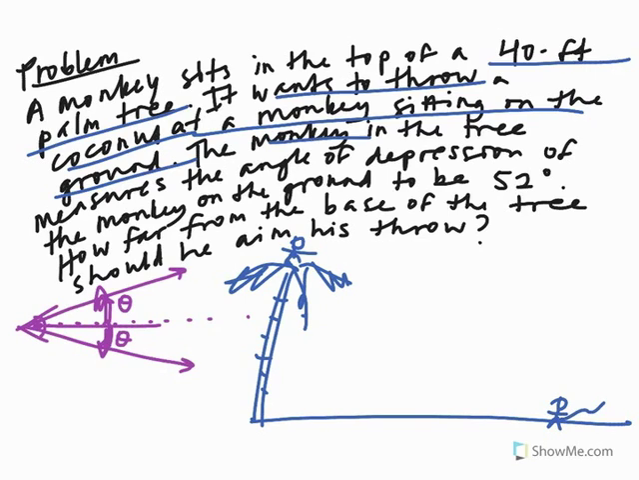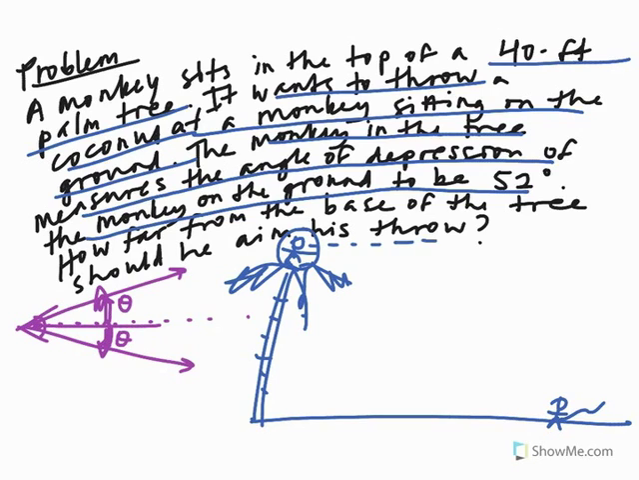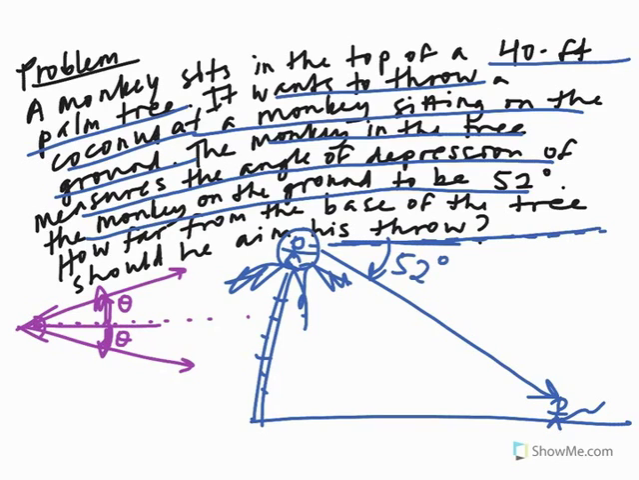Alright, now, the monkey in the tree measures the angle of depression of the monkey on the ground to be 52 degrees. Now, let's see if we can sketch this in. So here's the monkey in the tree, and he starts by looking in a horizontal line. That's how we measure angle of depression or elevation. We always start from a horizontal line. Now, from looking straight out ahead of him to looking down at his adversary there, he needs to shift his eyes down by a certain degree. And that degree is the angle of depression. It is 52 degrees. So we'll label that there.